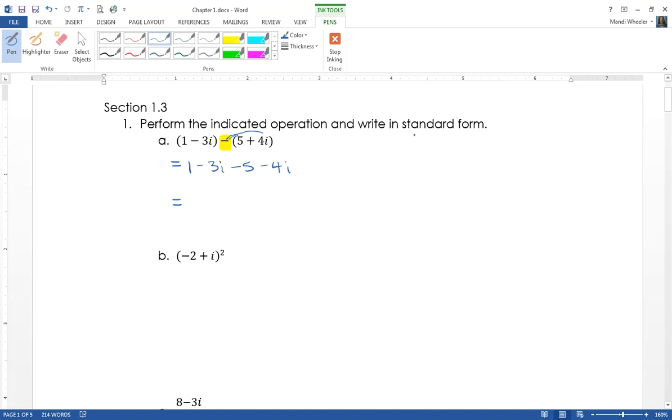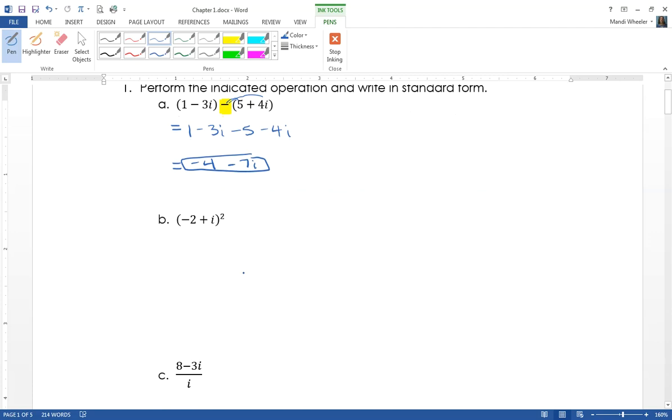We want to write it in standard form. Remember, standard form is a plus bi. We're not going to have any i squareds. We're not going to have any i's in the denominator. We're going to have a real part and an imaginary part. So on this one, we're going to combine like terms. And so 1 minus 5 gives us negative 4. Negative 3i minus 4i is negative 7i. And that will be our answer.